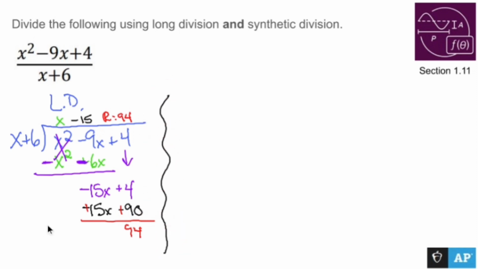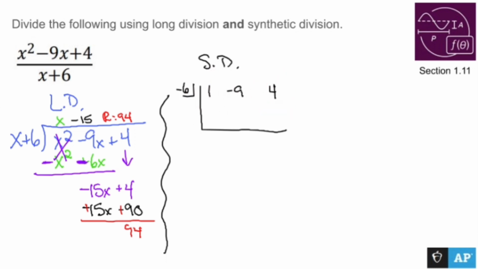Let's do synthetic division. A lot of people prefer synthetic division because it's faster. So synthetic division is going to look a little something like this. You make a little box up here, you make a little box down here. In this box, you put the number that makes your denominator equal to 0. Negative 6 would make that happen, so I'm going to put negative 6 in here. Up here, I'm going to put the coefficients of everything in the numerator. So invisible 1, negative 9, and 4. So that's your synthetic division setup.